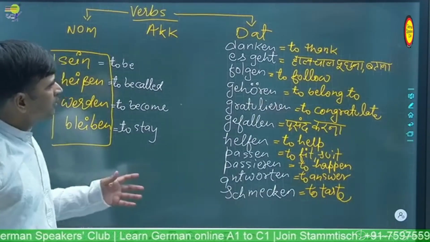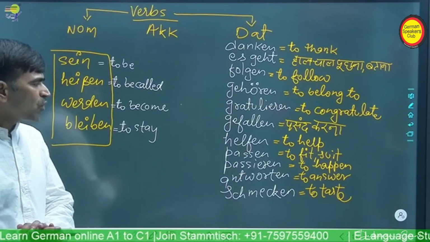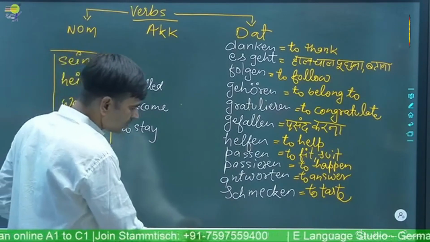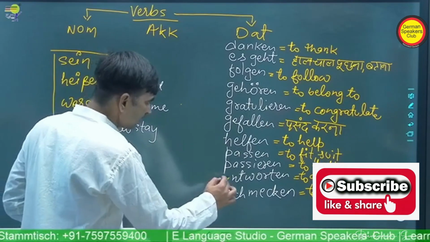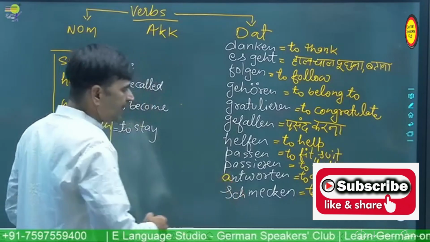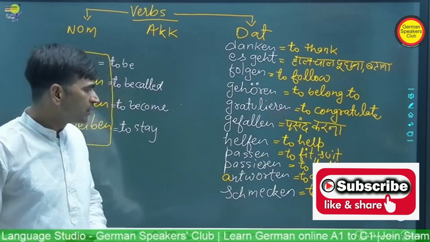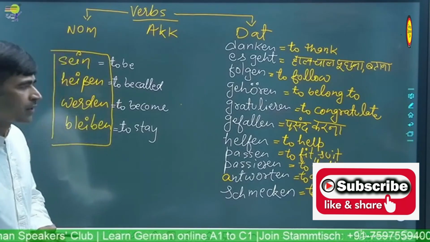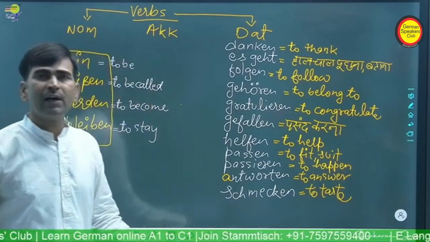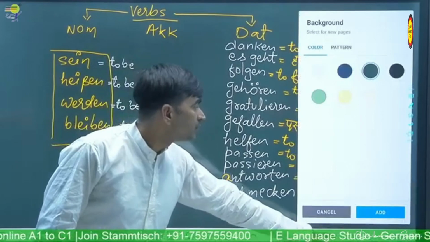P is 2 times, G is 3 times. So this is a technique to memorize these verbs. So, can I change the screen? So, if you see this one, antworten, it means to answer. That's A-N-T-W-O-R-T-E-N. That's how you write it in German.